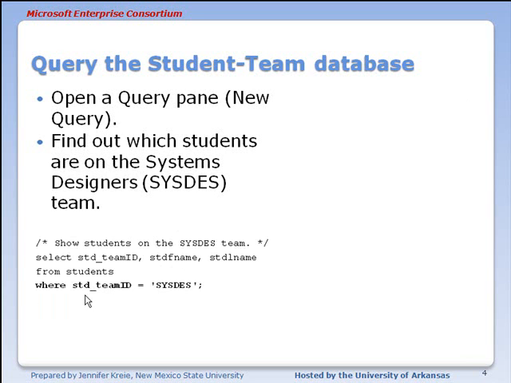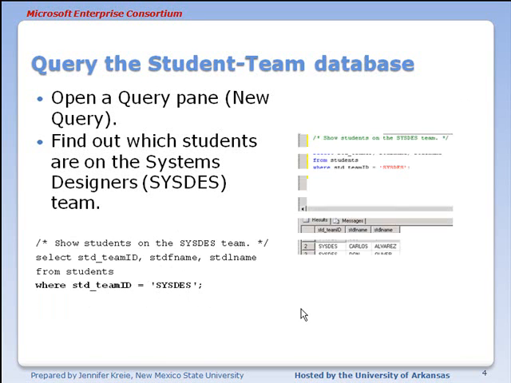So you add the where clause, you put a column name, you put an operator, and then you put some type of criterion that you want to compare. And then you get the output.